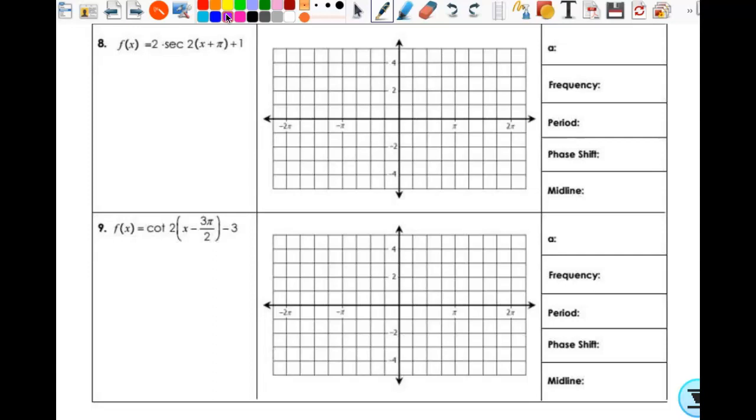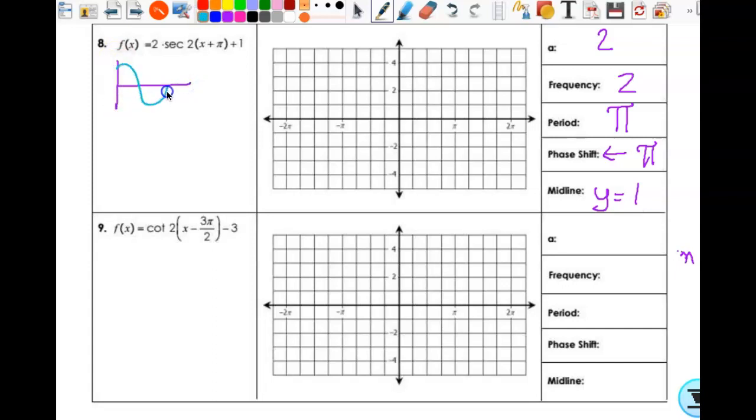What is A in number 8? 2. Okay. Frequency is 2. So the period would be pi. Good. Phase shift, left pi. Good. And midline, y equals 1. All right. This is secant. Secant is the reciprocal of cosine.